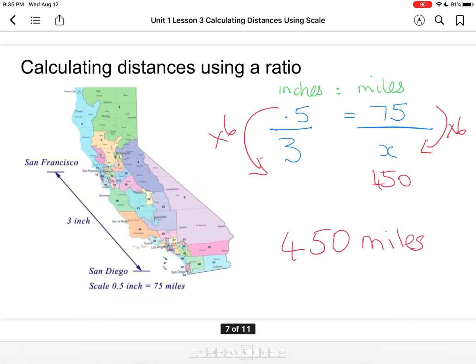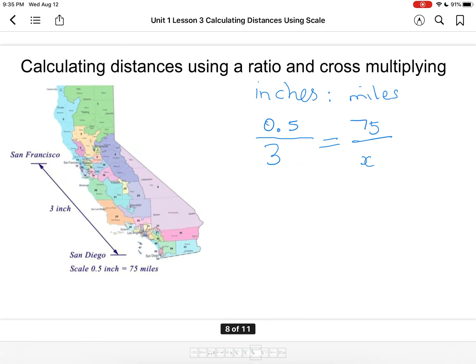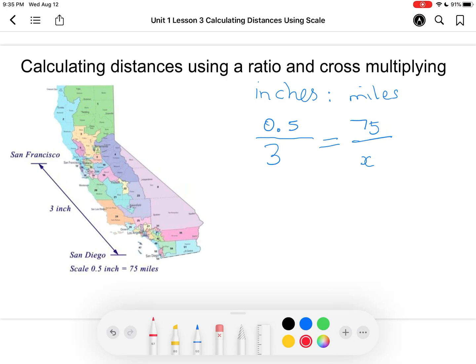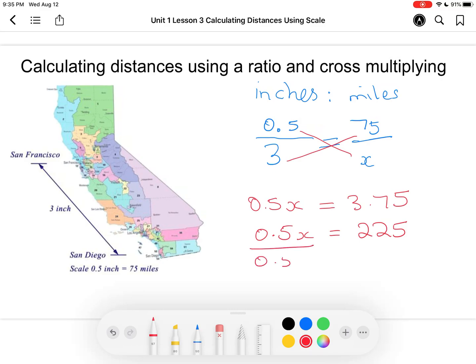And another way of using this ratio is to cross multiply. So I have the same ratio set up here. A 1/2 an inch represents 75 miles, 3 inches represents how many miles? So I can cross multiply. 0.5 times x is 3 times 75. So 0.5x is 225. And I'm going to divide both sides by 0.5 to give me just x. And so x is equal to 450.